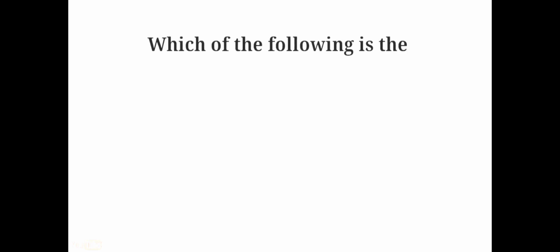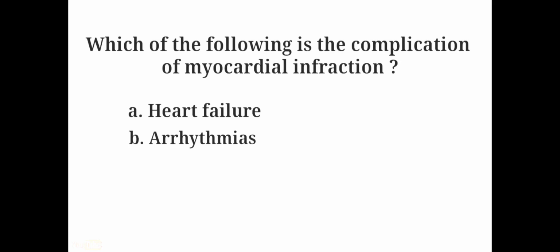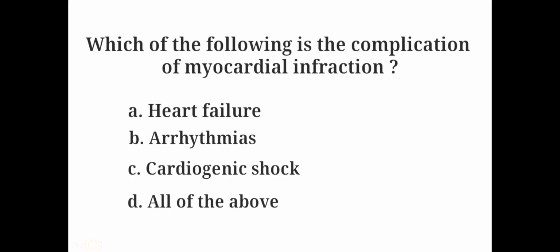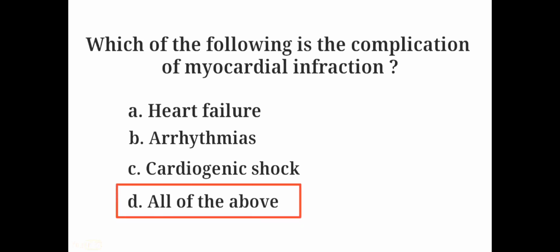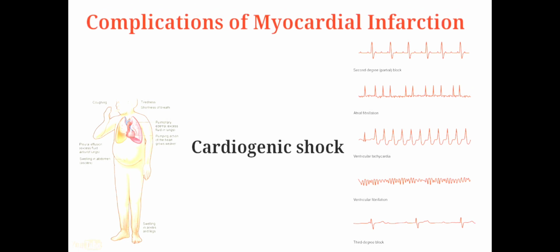Which of the following is the complication of myocardial infarction? A. Heart failure, B. Arrhythmias, C. Cardiogenic shock, D. All of the above. And the answer is D. All of the above. Heart failure, arrhythmias, and cardiogenic shock are all the complications of myocardial infarction.